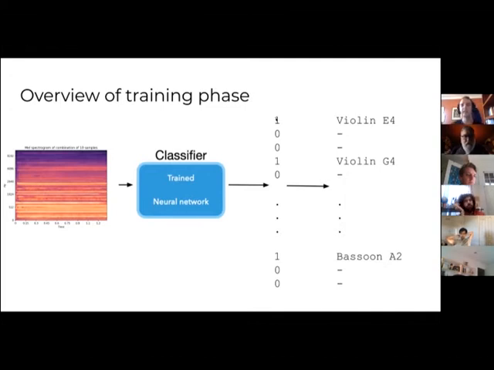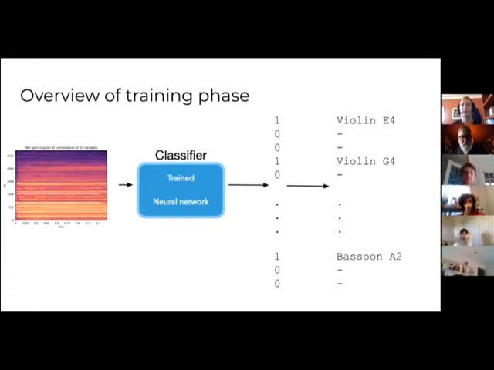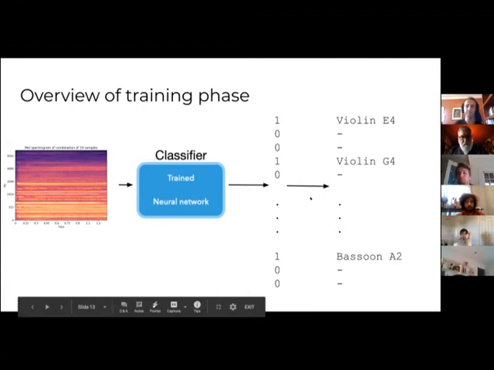And each index in the vector corresponds to a specific instrument and note. So the first index might be violin E4. The second one could be violin F4, violin F sharp 4, violin G4. And then what we're doing is we're just taking the same indices that have ones in our label vector. These correspond to what the network thinks are the instrument and notes that are present in the training data.